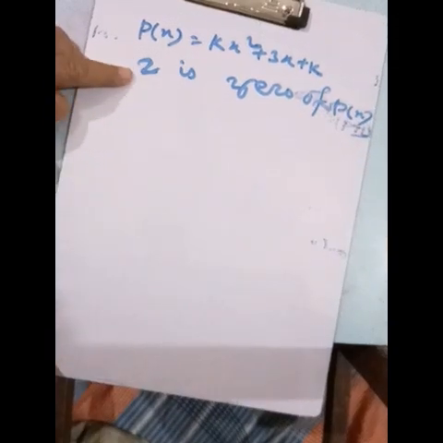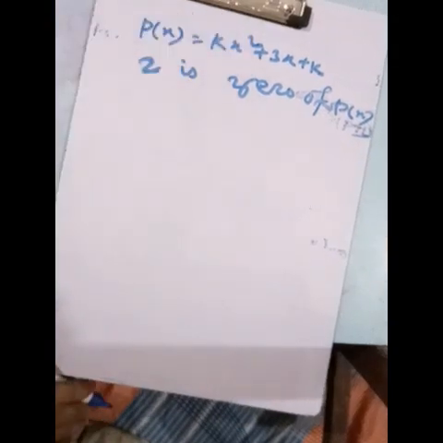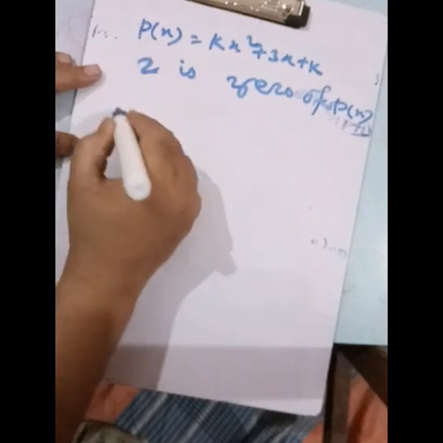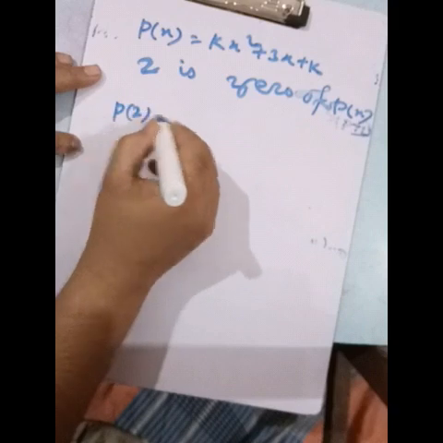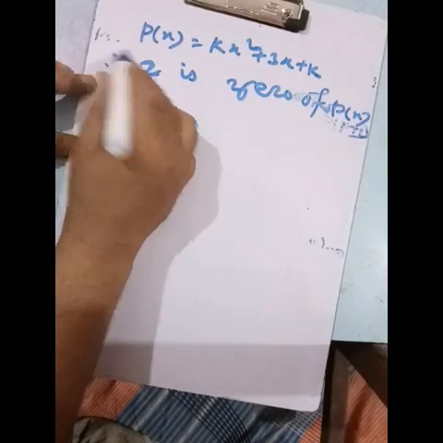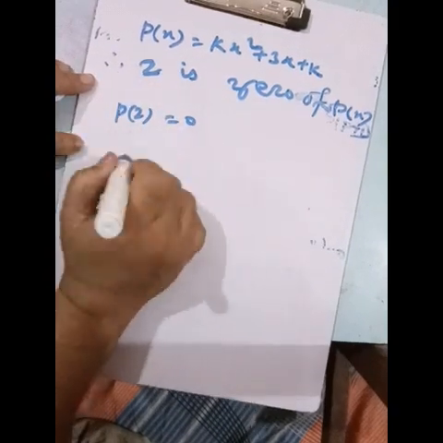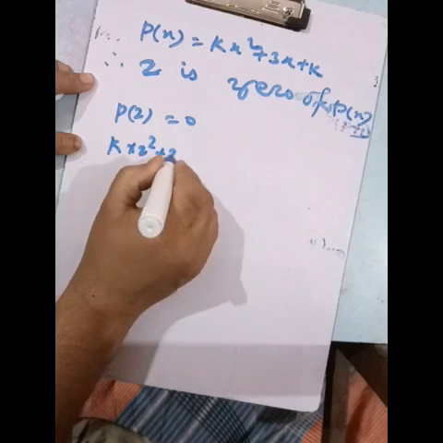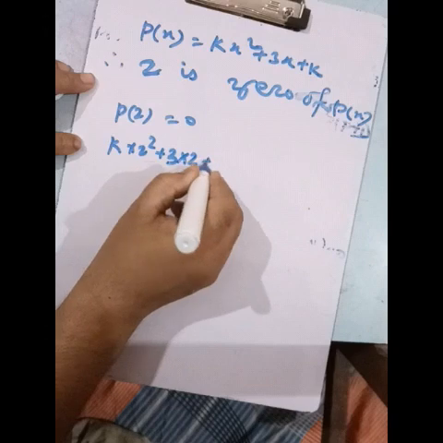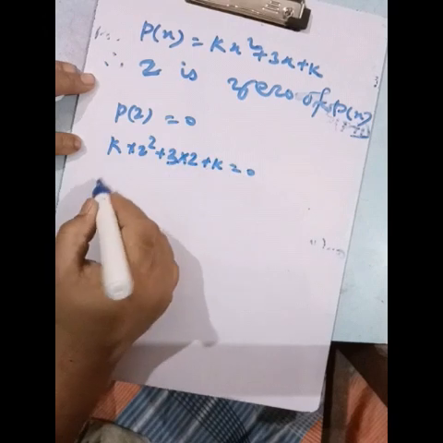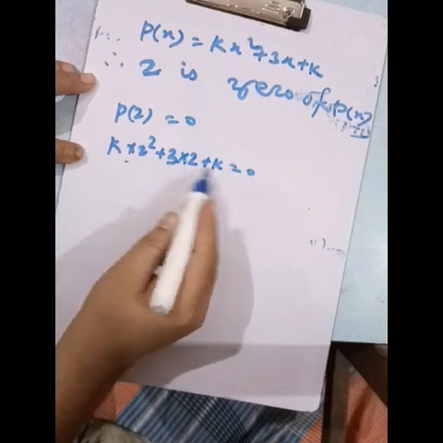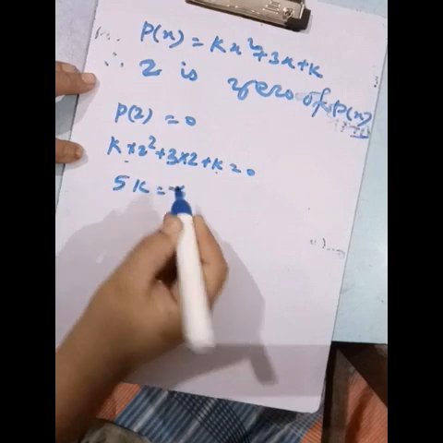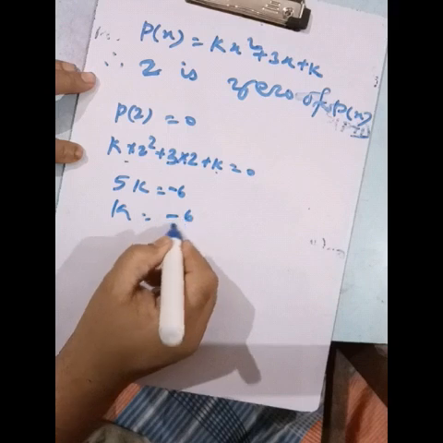If 2 is a 0, then if you put this value in this, the value of the polynomial becomes 0. So we will directly put p(2) will be 0. Since 2 is a 0 of p(x), therefore p(2) will be 0. Now you will put k into 2 square plus 3 into 2 plus k is equal to 0. You will get 4k plus 1k, 5k is equal to minus 6 and k is equal to minus 6 by 5.